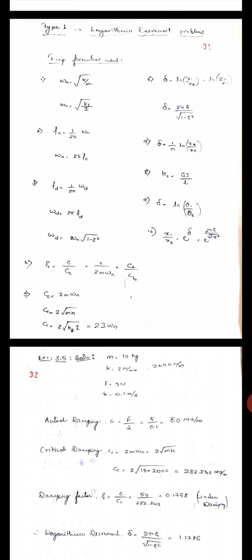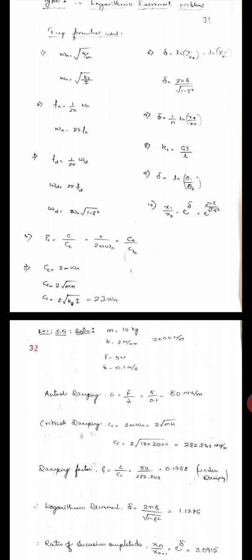So omega d is also omega n times square root of 1 minus zeta square. Zeta is the damping ratio or damping factor. So fourth one, damping factor, damping ratio, zeta is C by Cc. C is the actual damping, Cc is the critical damping. So critical damping Cc is also given as 2m into omega n. For a circular shaft, it is Ct by Ctc.